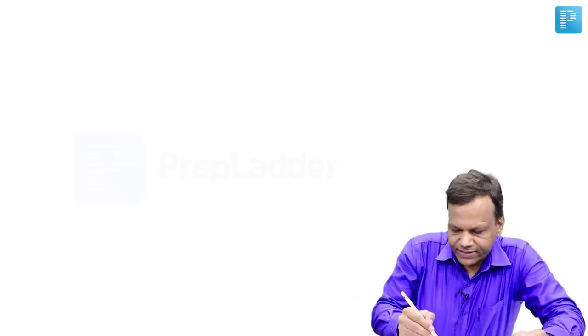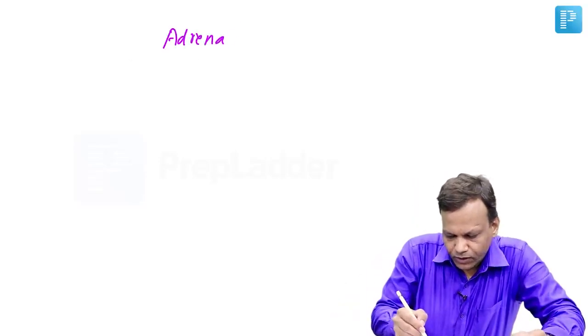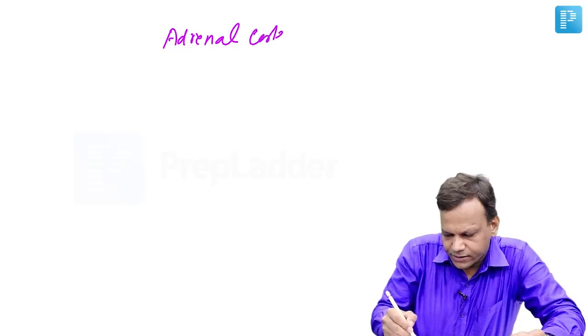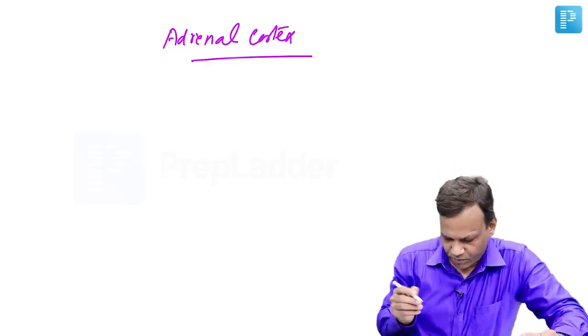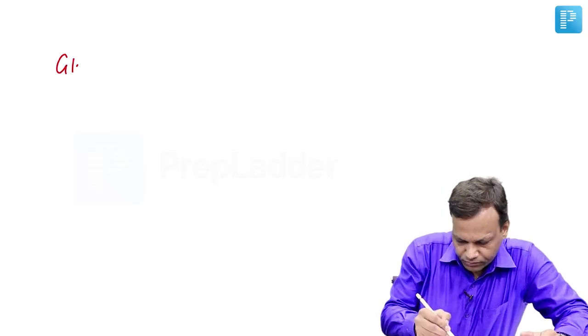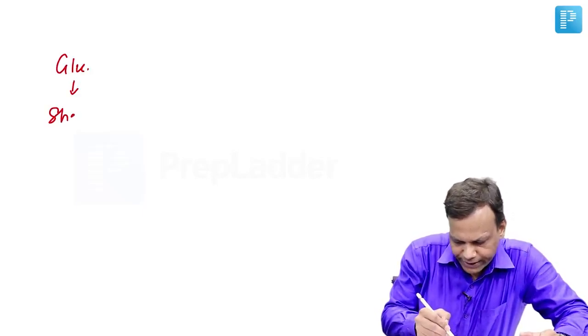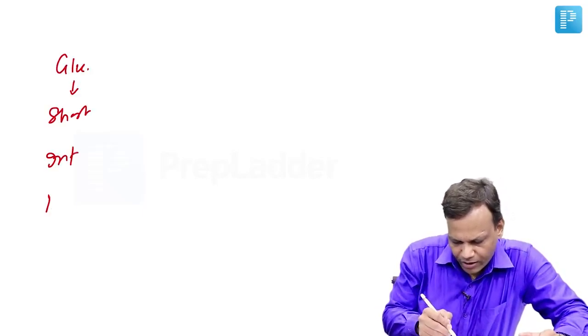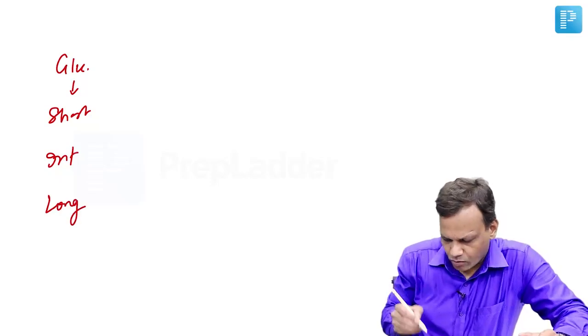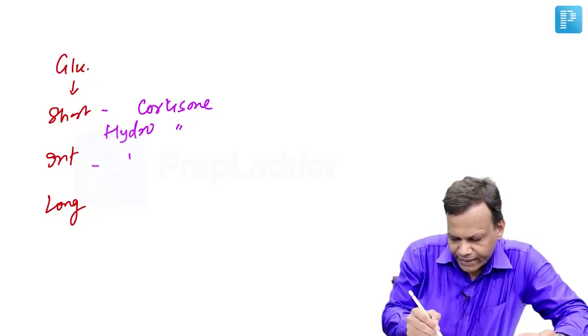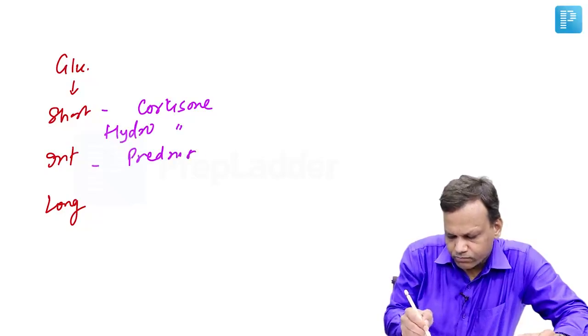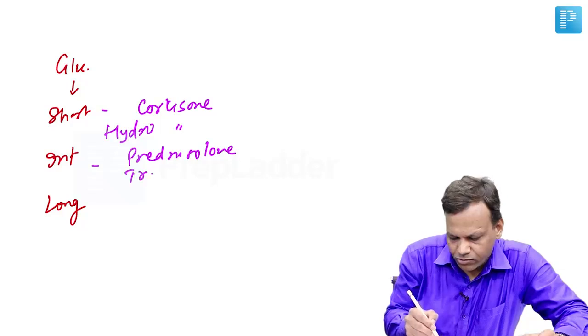The next endocrine gland is the adrenal. The main part is the adrenal cortex, which secretes glucocorticoids and mineralocorticoids. The special point about them, first of all, glucocorticoids may be short acting, intermediate acting, and long acting. Short acting glucocorticoids are like cortisone and hydrocortisone. Intermediate acting are like prednisolone and triamcinolone.